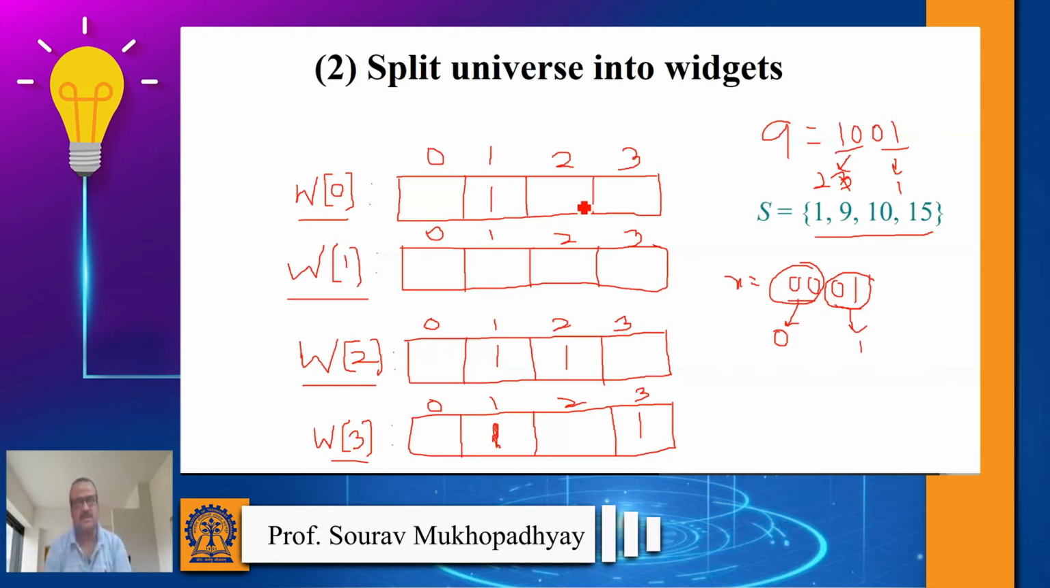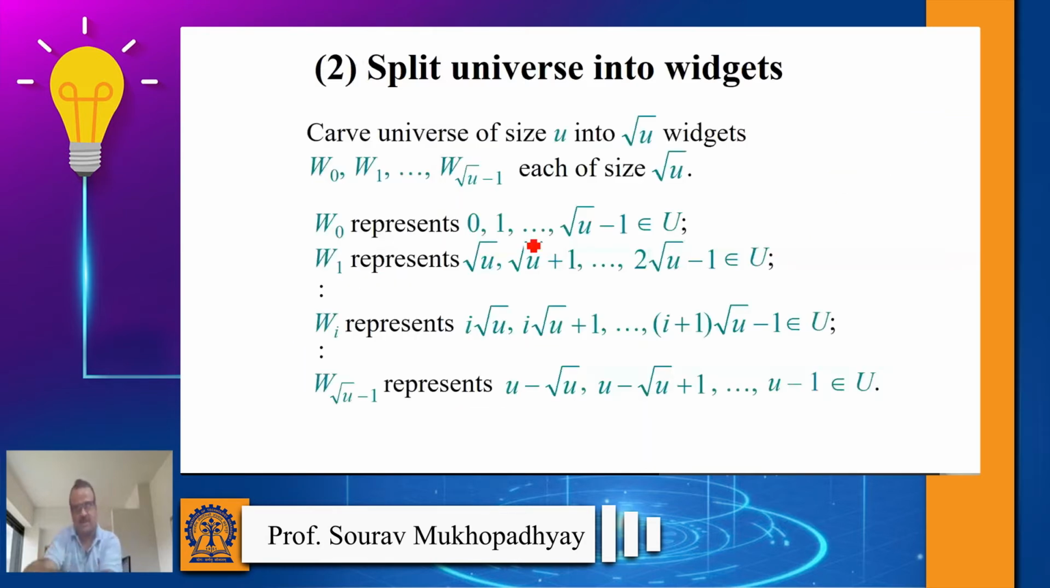So the same thing, this is also a bit vector, just presence or absence. The only thing is we are splitting our universe into widgets. This is the general form: if we have u, then we make it into W0, W1, up to W root u minus 1, and each of these has root u entries, the size of the corresponding subarray in that widget.